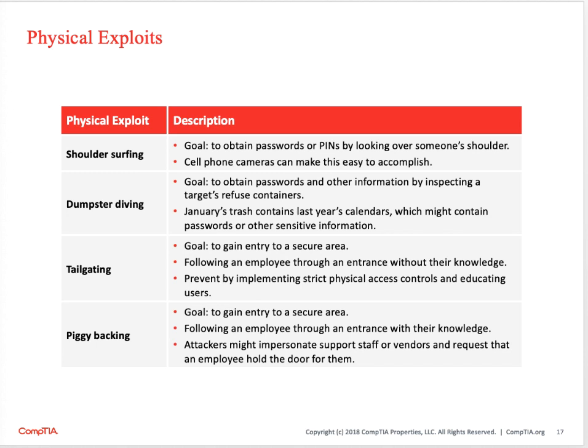So tailgating is a human-based attack where the attacker enters a secure area by following an employee without their knowledge or permission. So somebody walks in the door and they just so happen to grab the door before it closes. The only way you're really going to stop this is by having really strict physical access to keep people from getting in.